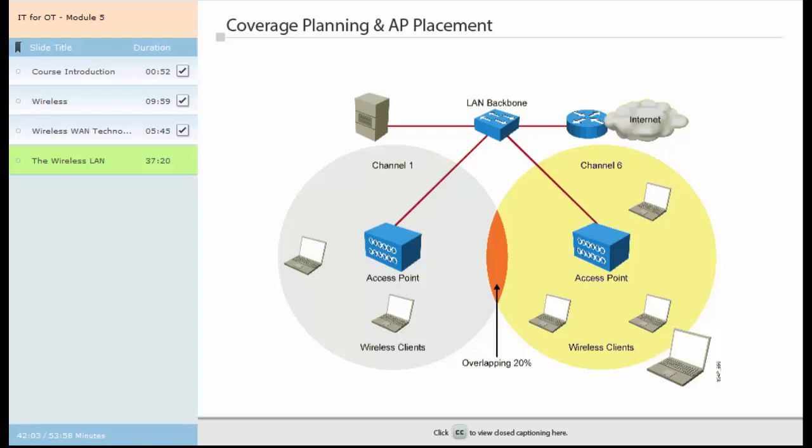For example, a signal leaking into adjacent office spaces belonging to another company in a shared building or out into a parking lot.